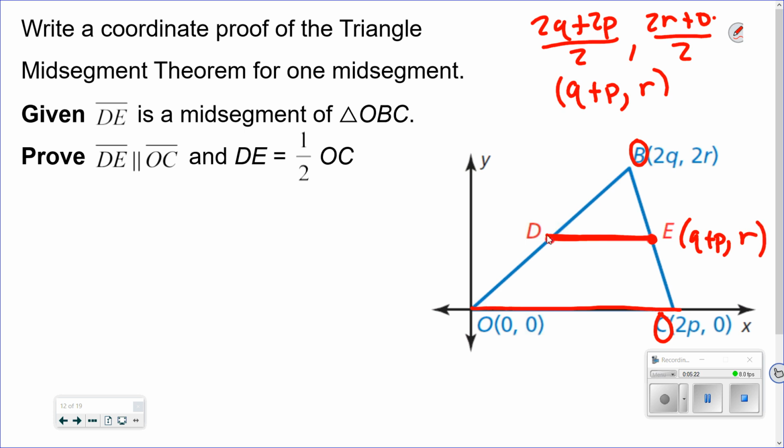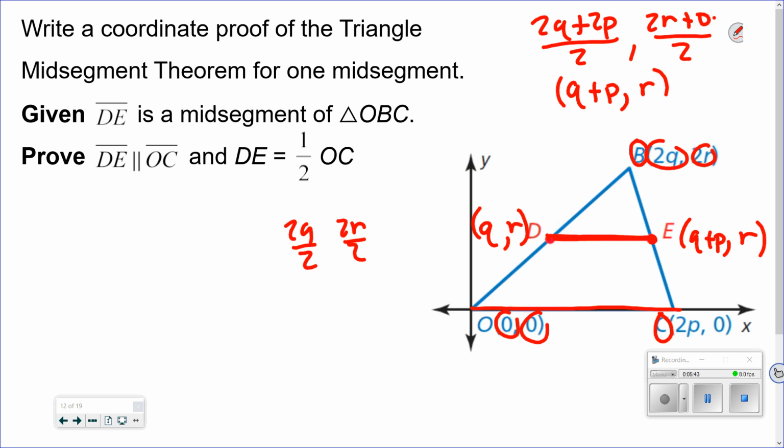Okay, let's find the coordinates of D over here. So I take my two x's, I've got 0 and 2q, add them together and divide by 2. That'd be 2q divided by 2, which is just q. And then I add the y's together, 0 and 2r. So that'd be 2r divided by 2, which is just r.